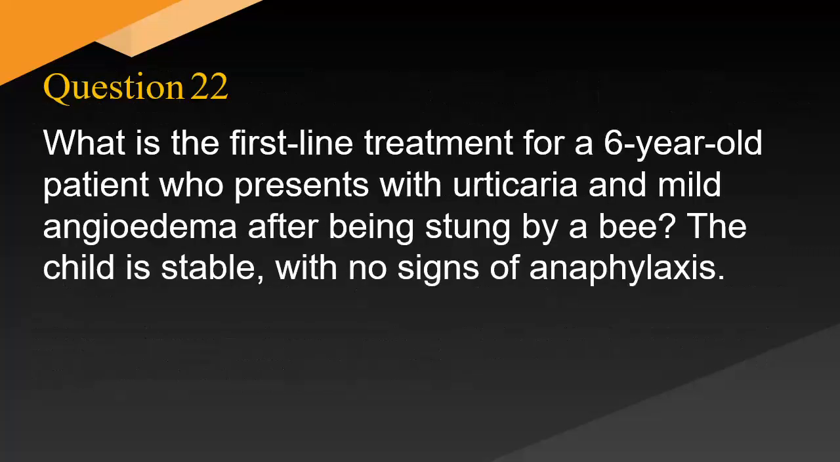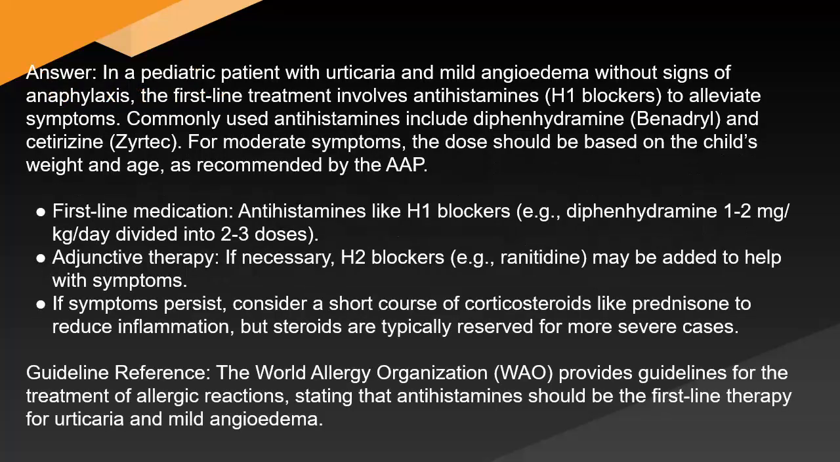What is the first-line treatment for a 6-year-old patient who presents with urticaria and mild angioedema after being stung by a bee? The child is stable with no signs of anaphylaxis. Answer: in a pediatric patient with urticaria and mild angioedema without signs of anaphylaxis, the first-line treatment involves antihistamines, H1 blockers, to alleviate symptoms. Commonly used antihistamines include diphenhydramine, Benadryl, and cetirizine, Zyrtec. For moderate symptoms, the dose should be based on the child's weight and age, as recommended by the AAP.